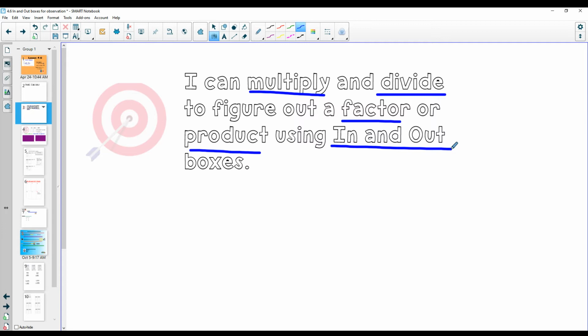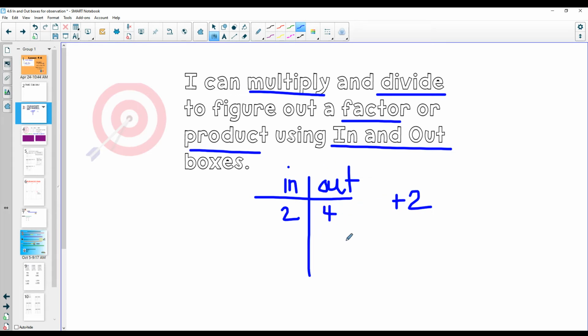Now, third graders, I want you to activate your prior knowledge here. Remember, we have done in and out boxes when we were doing addition and subtraction. So if the rule was +2 and we get something here, in you do the rule. 2 + 2 = 4. But if you get an answer in the out, like 5, now you do the opposite of plus, which would be minus. So 5, take away 2: 5, 4, 3. Then you can go back and forth.